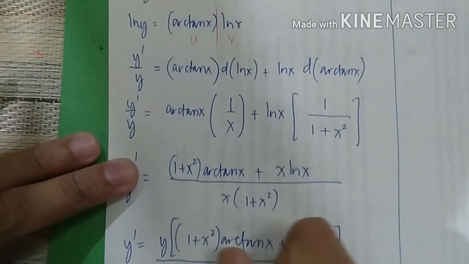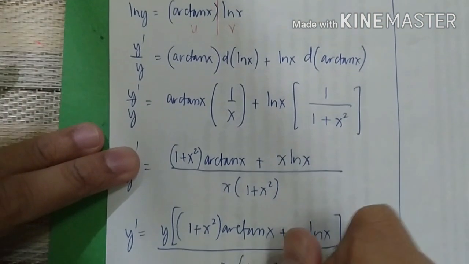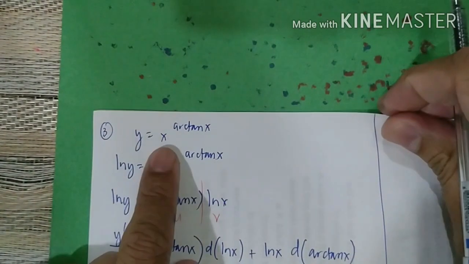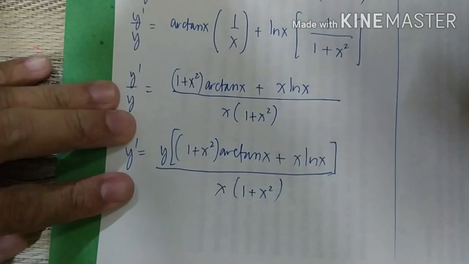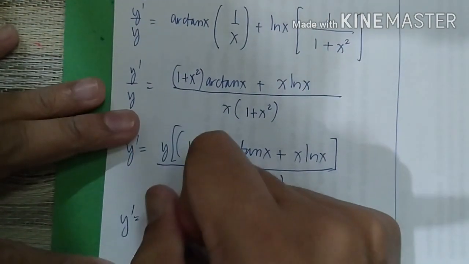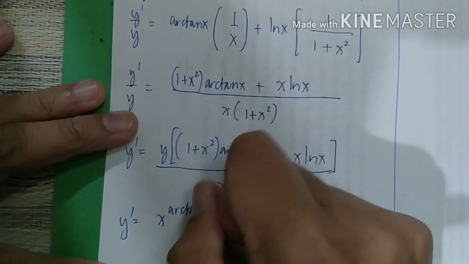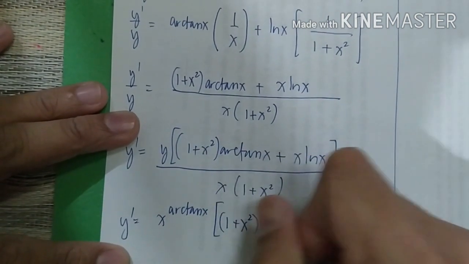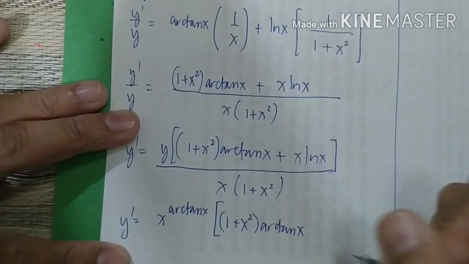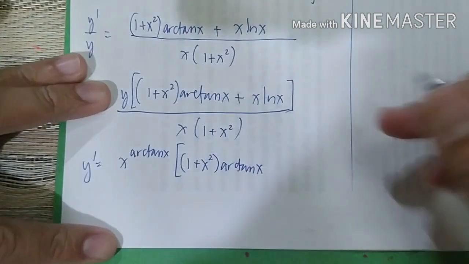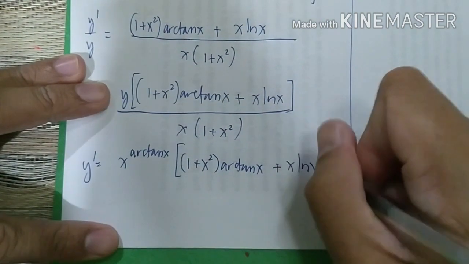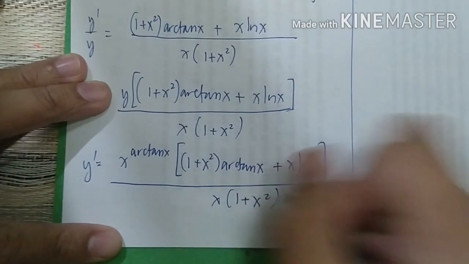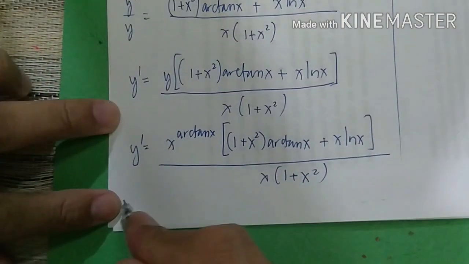Cross multiply lang, ha? 1 plus x squared. But what is y? x raised to arctangent of x. So, y prime is x raised to arctangent x times the quantity 1 plus x squared arctangent of x plus x ln x all over x times 1 plus x squared. Or, pwede na to ha, as your final answer.